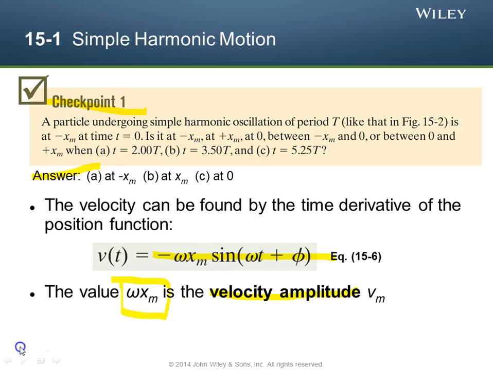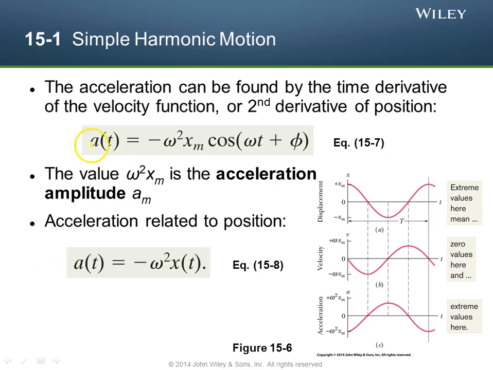Likewise, we can take another derivative to find the acceleration, and omega pops out again because of the chain rule. We see that our maximum is just omega squared times the maximum amplitude, and that's the acceleration amplitude. But we also notice another relationship: our acceleration versus time function is simply a negative omega squared times our position function.